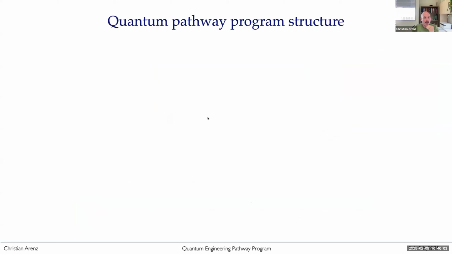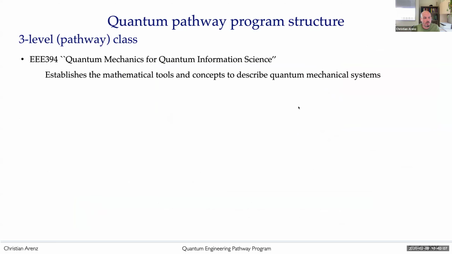All right, so how is the Pathway Program structured? First of all, what I usually teach in the fall is the pathway class, the 394 class, called Quantum Mechanics for Quantum Information Science. The goal of this class is to establish the foundation, the language you need to understand quantum technologies. And that language is quantum mechanics.